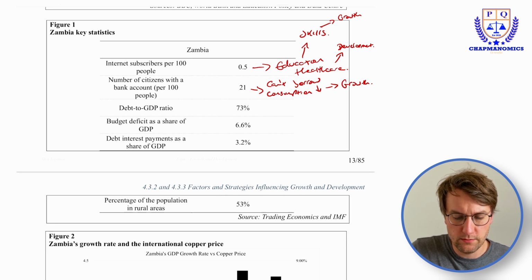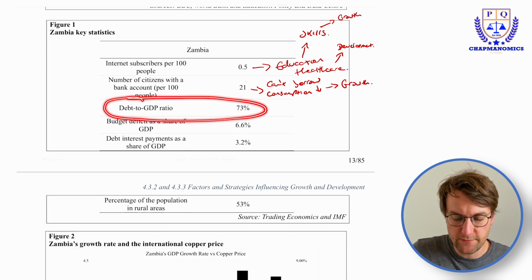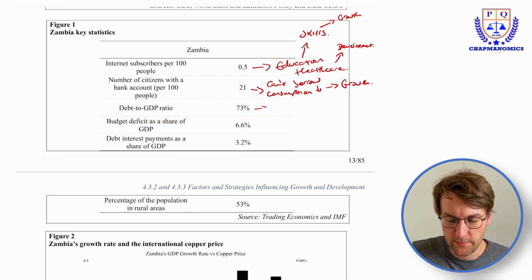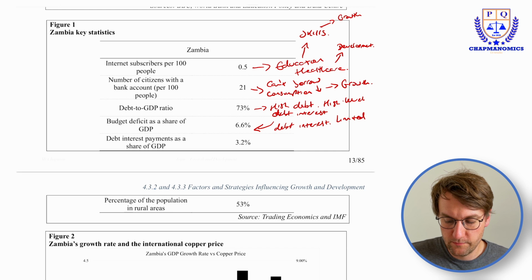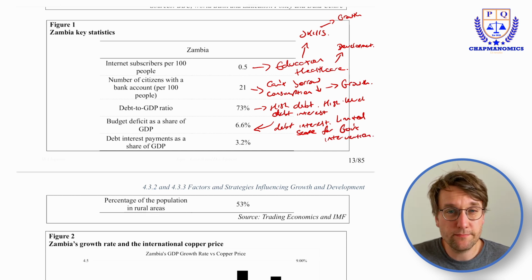Then also we have our debt to GDP ratio, which is very, very high. So this is high levels of debt here, which probably means high levels of debt interest. And if we look at this down here, the share of the budget deficit as a percentage of GDP, 6.6%, I bet quite a lot of that is debt interest. So therefore there's limited scope for government intervention, because they simply don't have the money to do it.